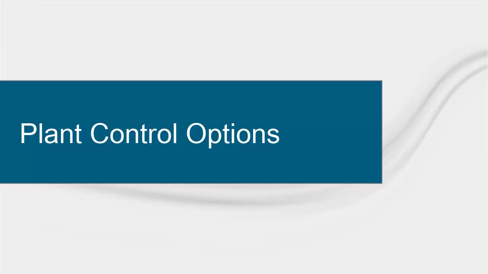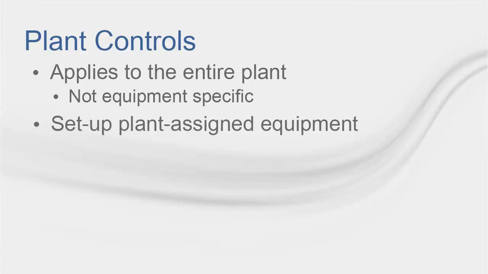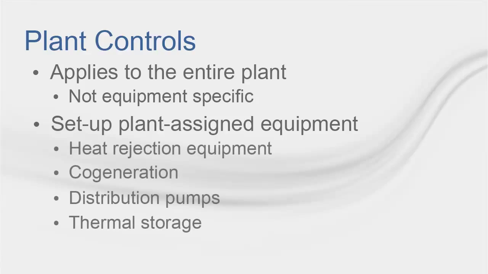Next, we are going to look at the controls options for an entire plant. As mentioned, the plant controls apply to the entire plant and are not specific to any one piece of equipment within that plant. The user is able to define the sizing method as well as set the parameters for any piece of equipment serving the entire plant, such as a shared cooling tower, a building distribution pump as used in parallel decoupled or primary-secondary, and variable primary pumping schemes, for example, or a geothermal well field.